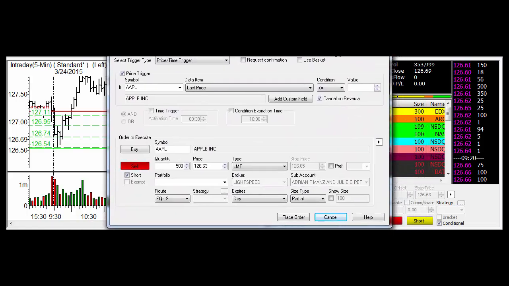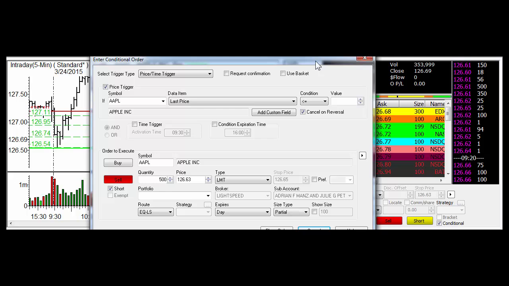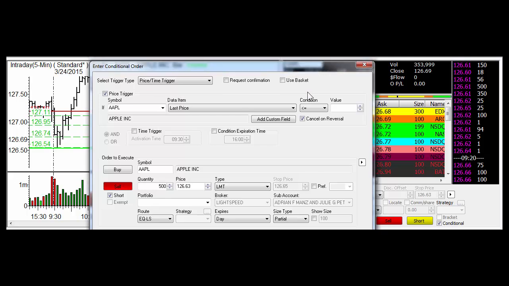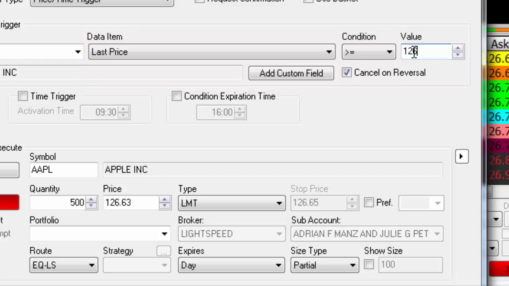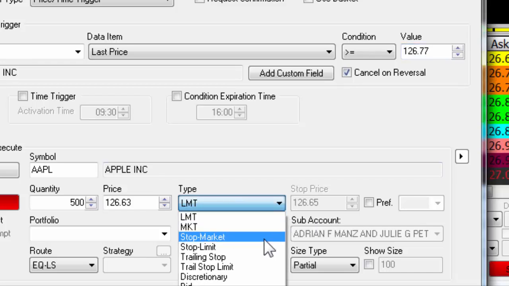So I set up a conditional order, and I'm just going to say that I want Apple trading above 126.74. So I'm going to say I want it greater than or equal to 126, let's say 77 we're going to put in there. So what that does for me is says I don't want to get filled on the way up through 74. I only want to get filled if Apple's trading above 77 and then trades lower.